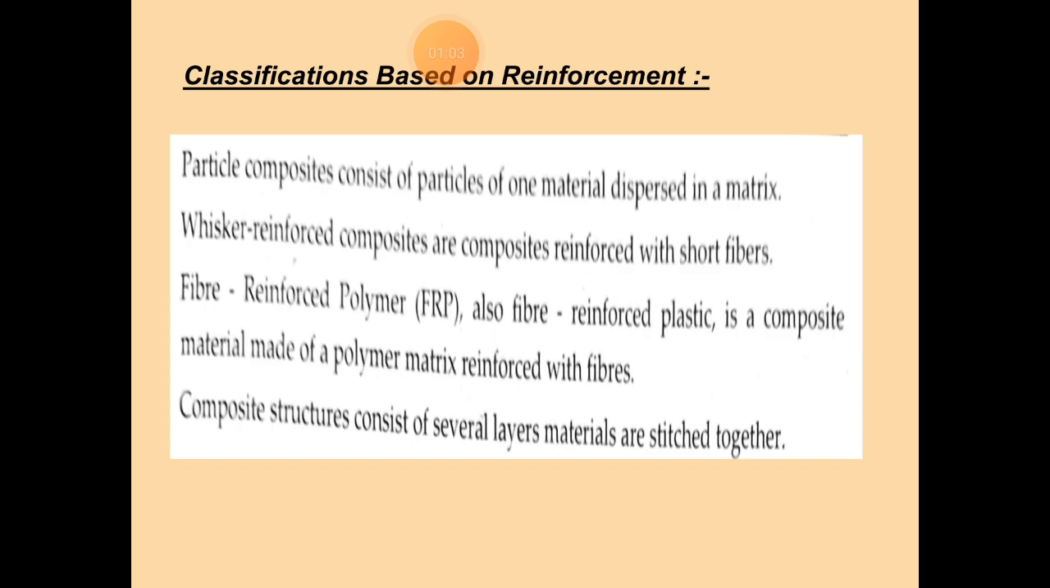The particle composite consists of particles of one material dispersed in a matrix. Second, whisker reinforced composites are composites reinforced with short fiber. Fiber reinforced polymer means FRP. Also, fiber reinforced plastic is a composite material made up of a polymer matrix reinforced with fibers. Composite structures consist of several layers of materials stitched together.